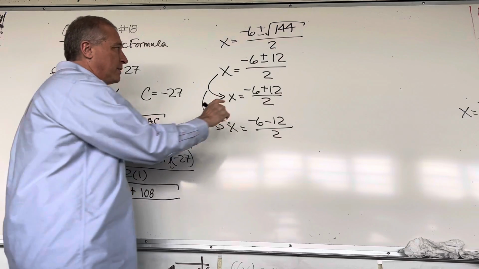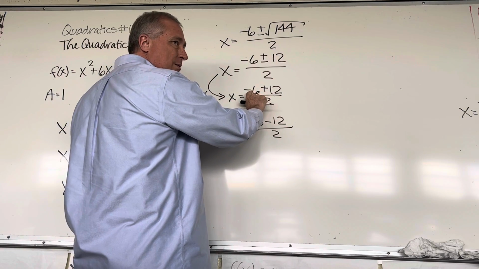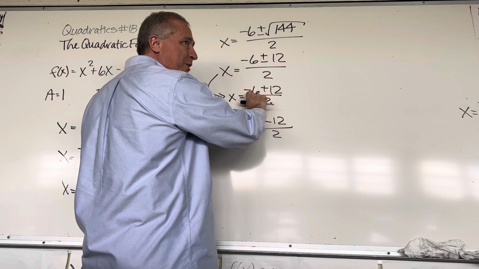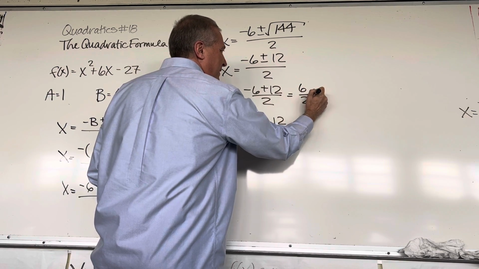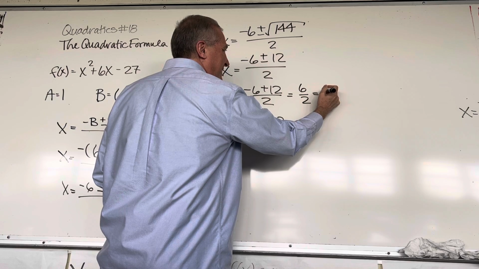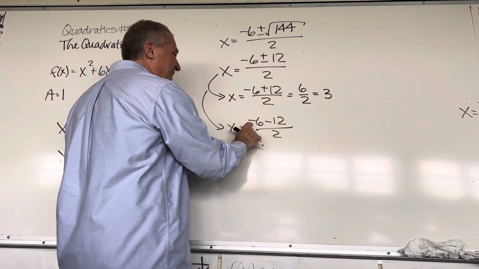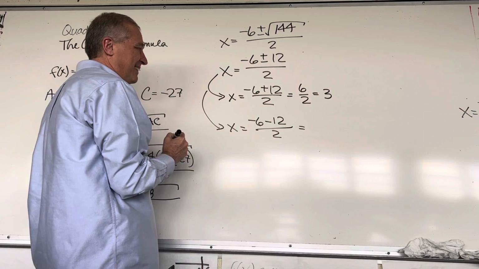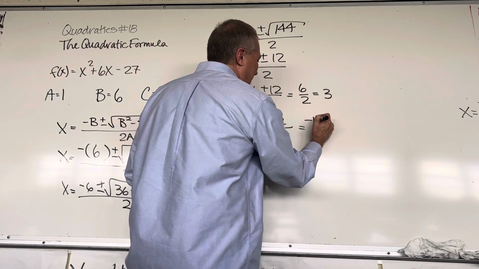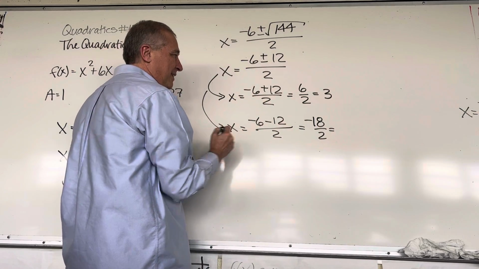Okay, so what's 12 minus 6? Come on, somebody help me out. Go, go, go. 12 minus 6? 6. Over 2 equals? 3. Thank you, thank you so much. Okay, negative 6 minus 12. Negative 18. Good, thank you guys. Over 2 and? Negative 9. Thank you, thank you.